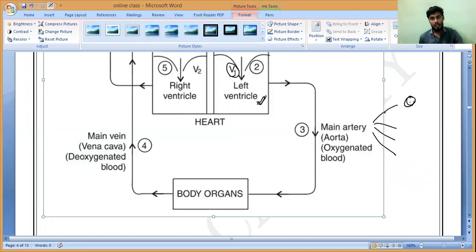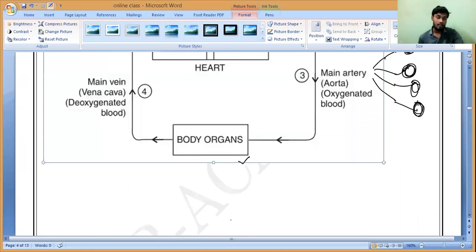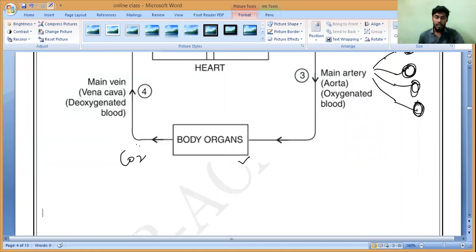Body cells and body organs, the legs, everywhere. Through what? In the middle, a mediator will be there. What is that mediator? Capillaries. The blood reaches the body organs through the capillaries. The body organs carry out the respiration reaction and release what? Carbon dioxide.